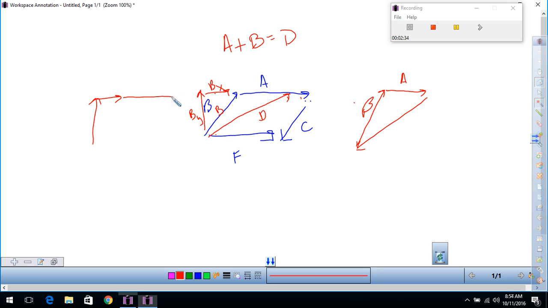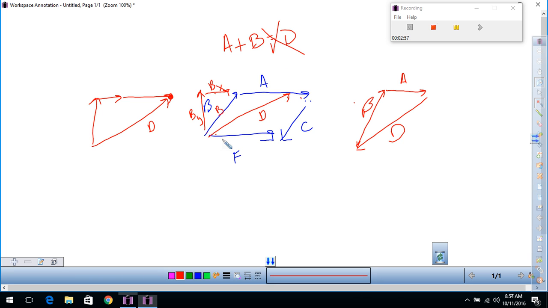A is acting to the right. So there's no way that D can be down and to the left. That just makes no sense. It's like you push a package this way and then you push a package this way. It's going to wind up in this position over here, which is up and to the right. But the way D is drawn in the question, they have it down and to the left. So A plus B does not equal D.